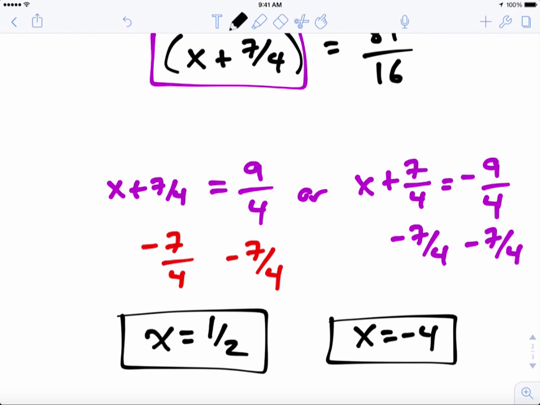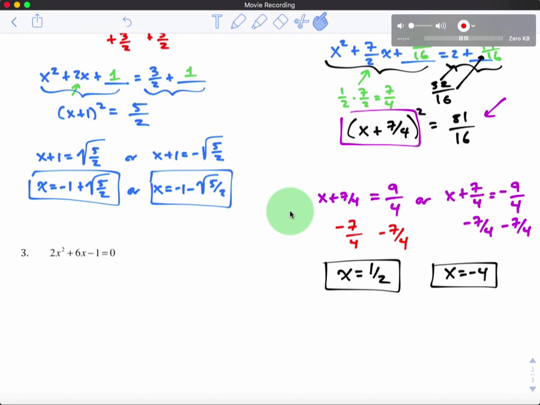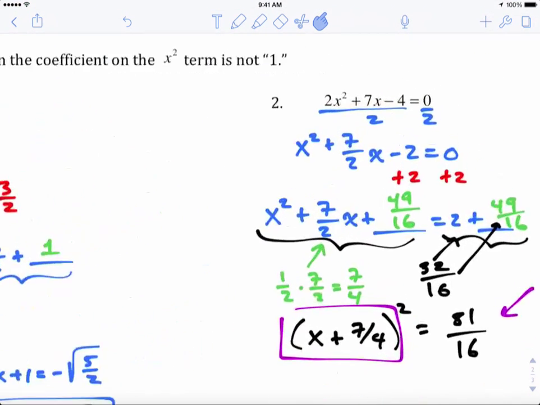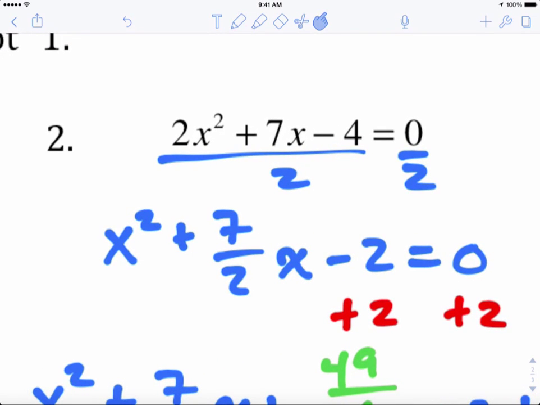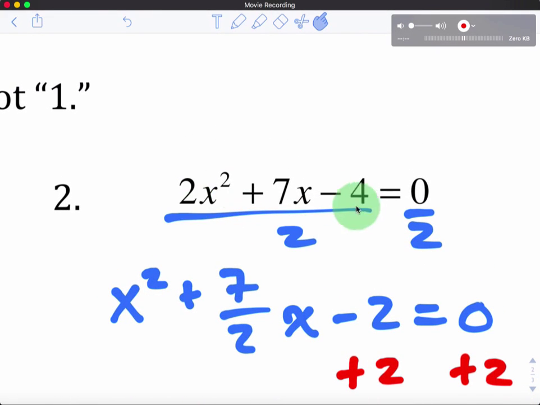That's pretty awesome. I mean, normally when we do this completing the square, we get all sorts of square roots and stuff, and it's kind of not so groovy. Well, here's the thing. These two are rational numbers, 1 half and negative 4. You know what that means? It means that our original polynomial, 2x squared plus 7x minus 4, it could have factored. We could have factored this using the AC or splitting method, right?